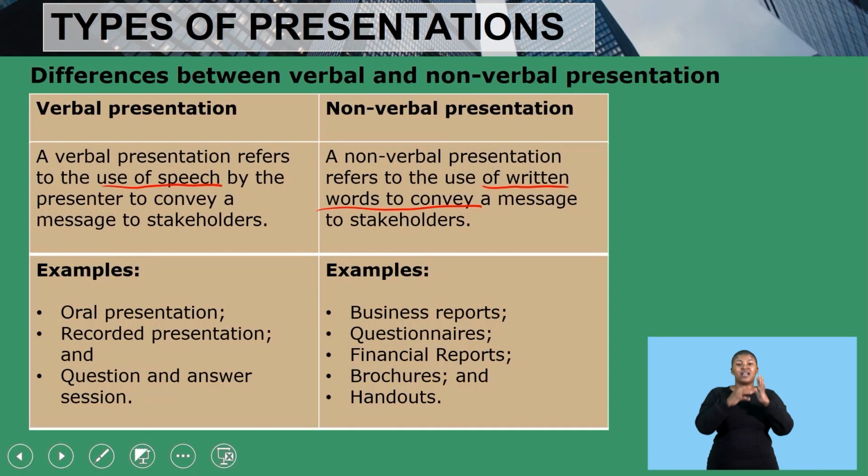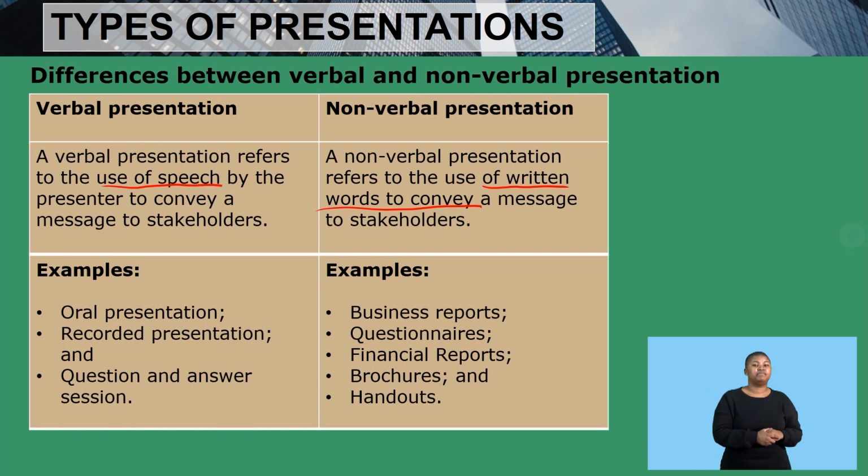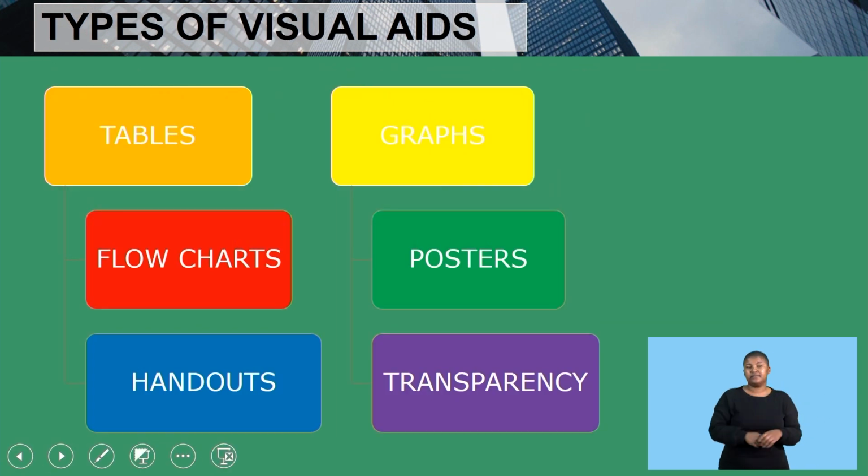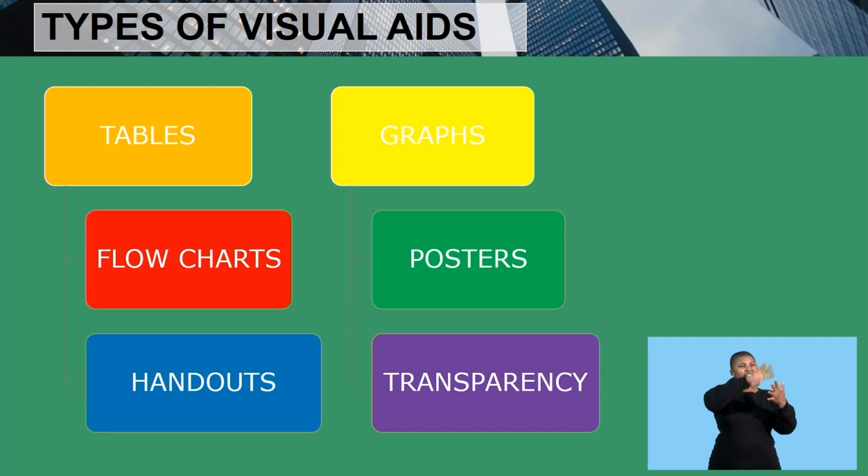Examples of verbal presentation are oral presentation, recorded presentation, and question and answer session. Examples of non-verbal presentation are business reports, questionnaires, financial reports, brochures and handouts. The types of visual aids that we have are tables, graphs, flowcharts, posters, handouts, as well as transparencies.